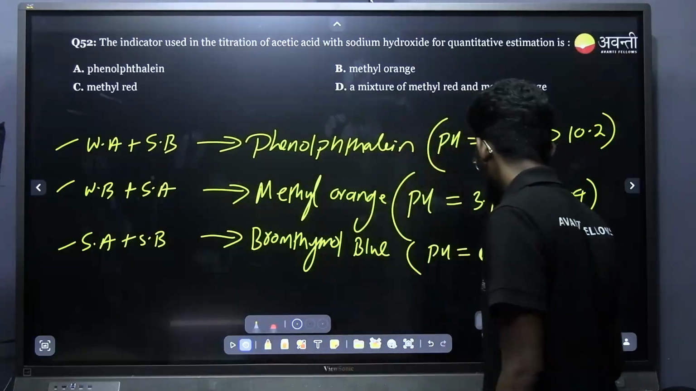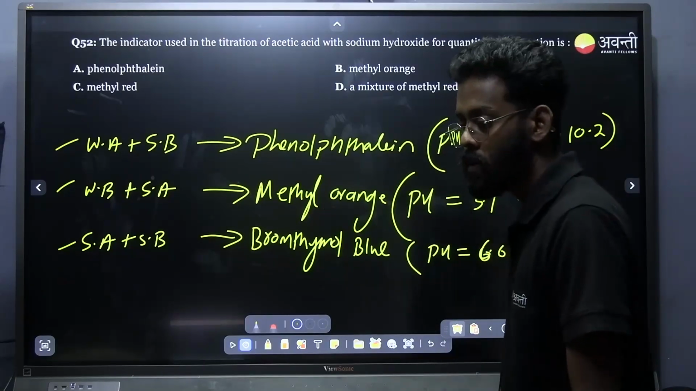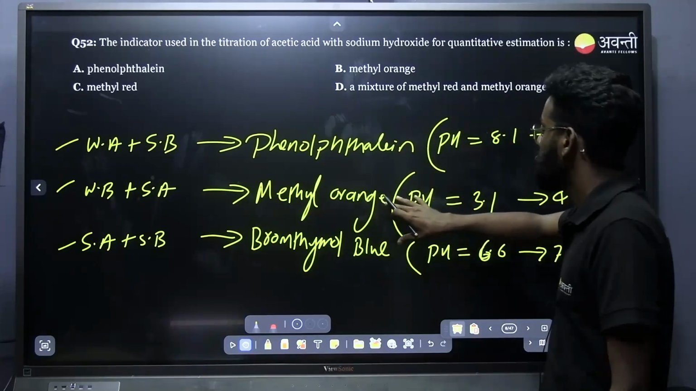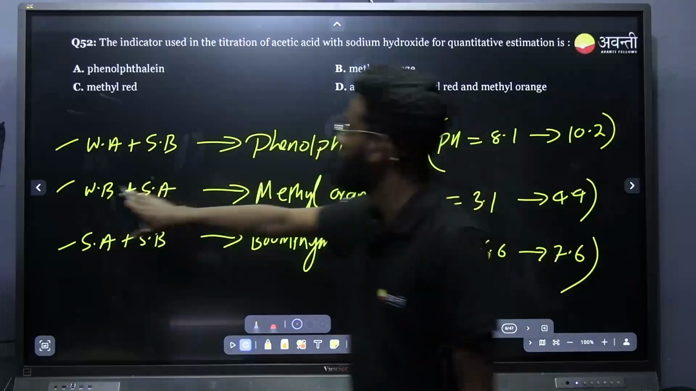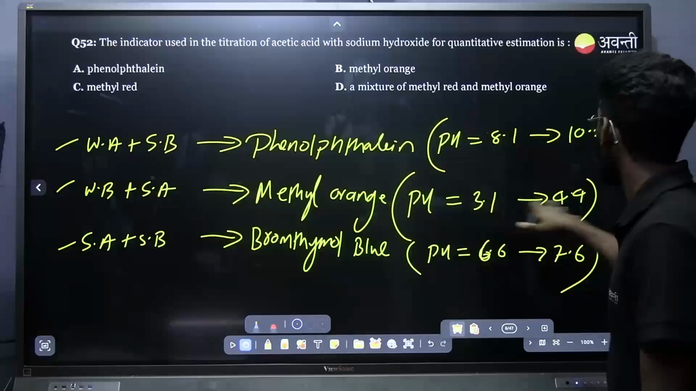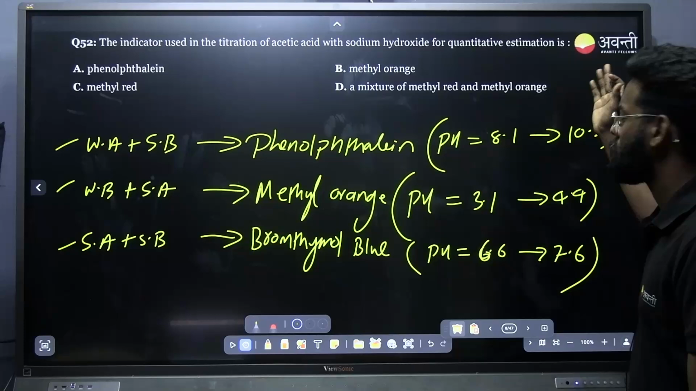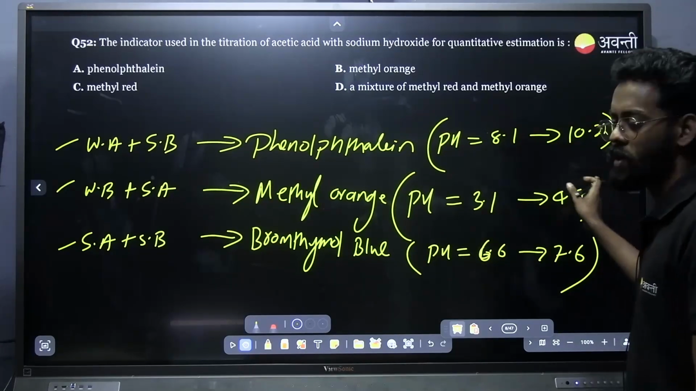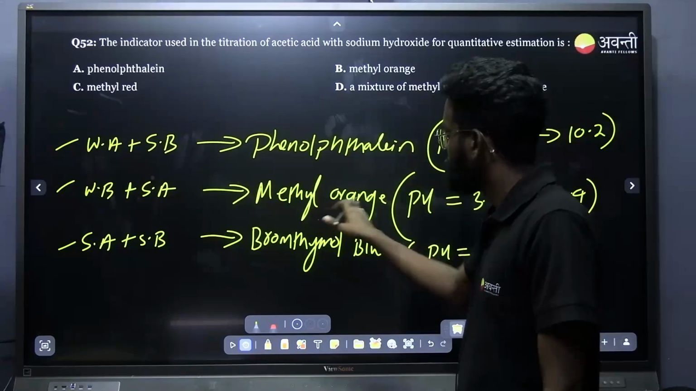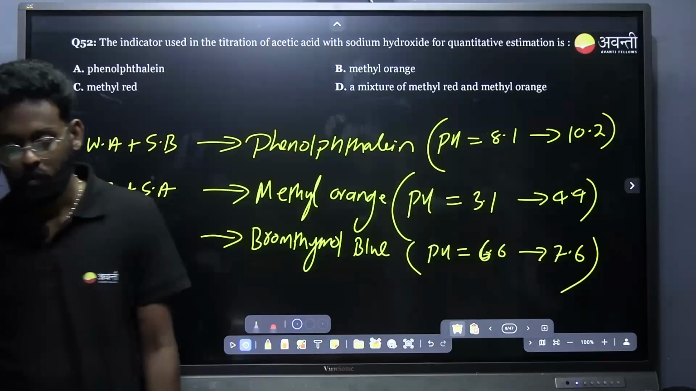For a mixture of, sorry, methyl orange and methyl red. Both will be working with a weak base plus strong acid, and methyl red also will be having a pH range almost the same, not exactly this one, I am not remembering, I think the same only, like around 3.5 to 5 point something. It is also an acidic indicator. Methyl orange or methyl red, both will work. Yes.